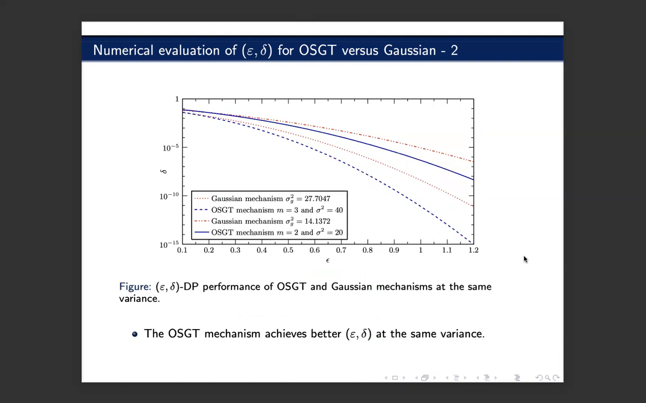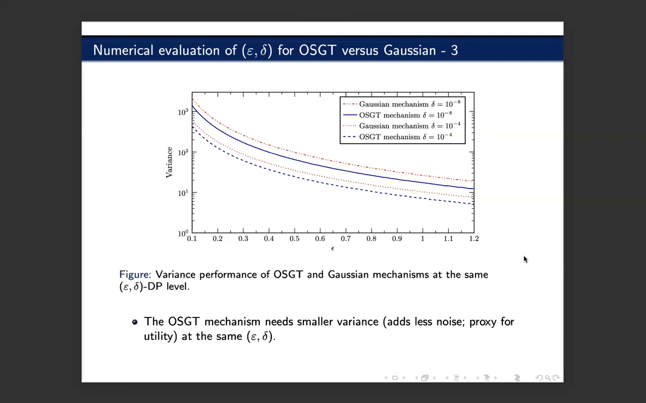This is not only for one particular example. Pretty much whatever we do, it has different ends, different variances. We compare them at the same variance. Again, these two and these two correspond together, and you can see that again the delta-epsilon pair is better.